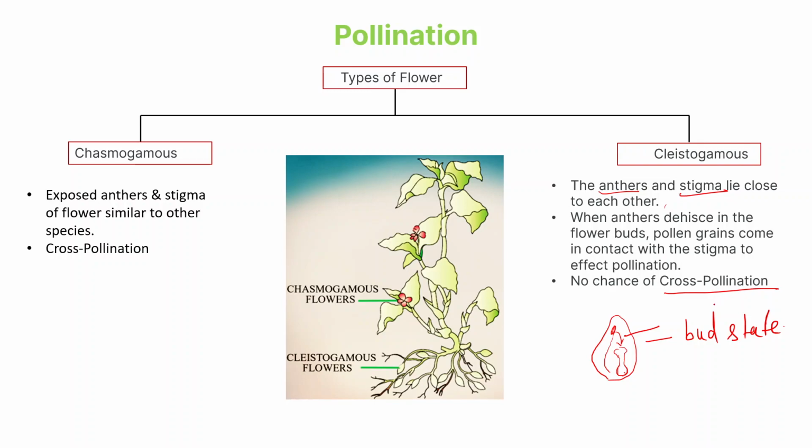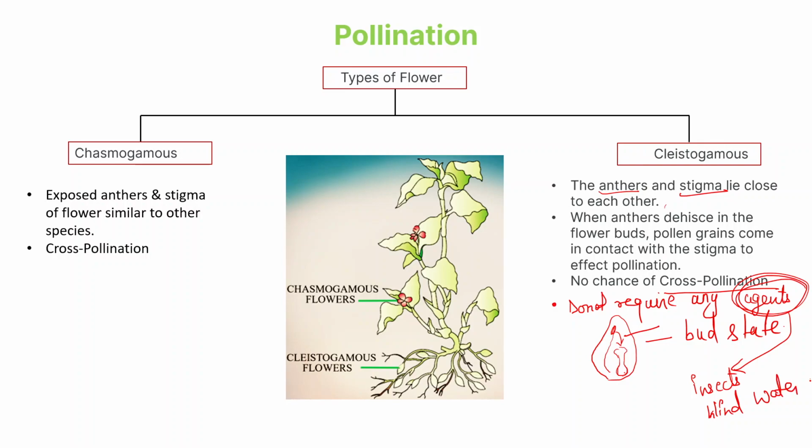So you can say that they achieve only self pollination, right? They do not require any agent, any dealers of pollination, or you could say agents for pollination. What are these agents for pollination? You might need insects, or you might need wind, water. These are the agents for pollination to occur. They do not require any such thing because they are lying very close to each other in a closed state. So no cross pollination could take place, right?